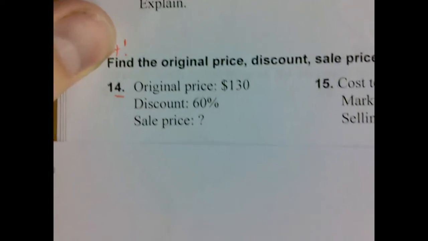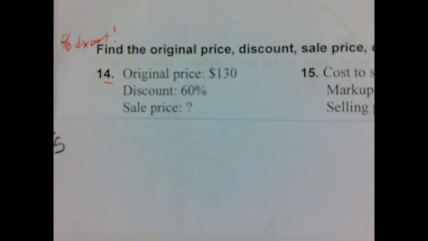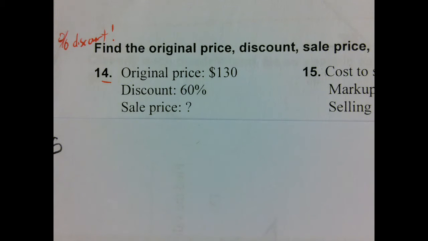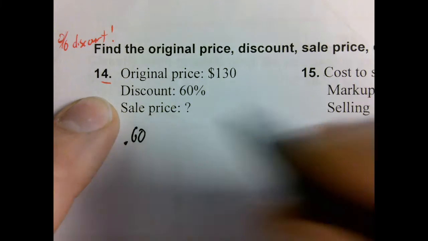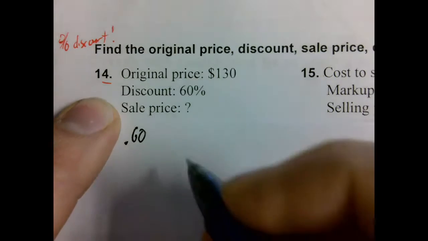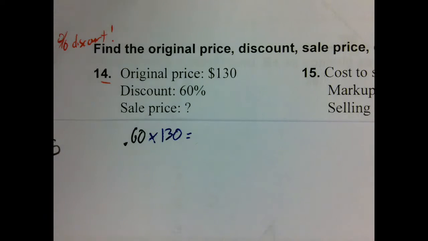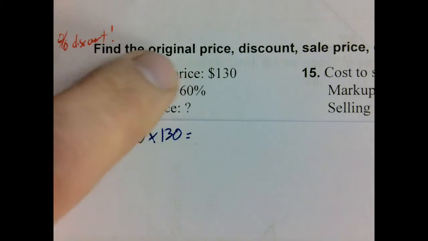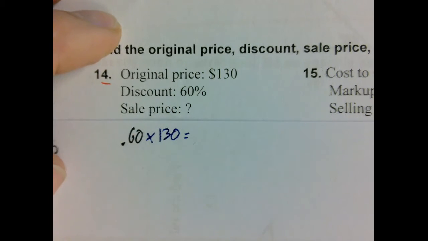Down here, number 14, you've got original price, discount, and a sale price. So whether it's a word problem, whether it's a picture, or whether it looks like this, find it. Please remember, a discount is money that you're saving. You do not have to pay it. So you have a discount of 60%. 60% of what? Of the original price of $130. So do remember, don't write down 60. Move the decimal twice. Bump, bump, 0.60 times 130.